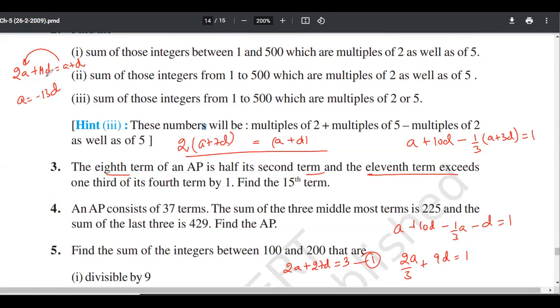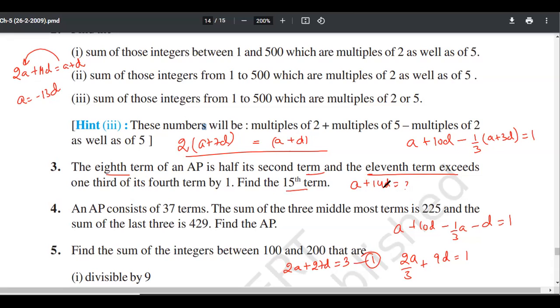So you will not be able to calculate the value of A. A is equal to minus 13D, na? And you need to calculate its 15th term. So what is the 15th term of this AP? That is A plus 15 means 14D. You need to calculate the value of this, and that will be coming in terms of D. Let's check what is the value of A.